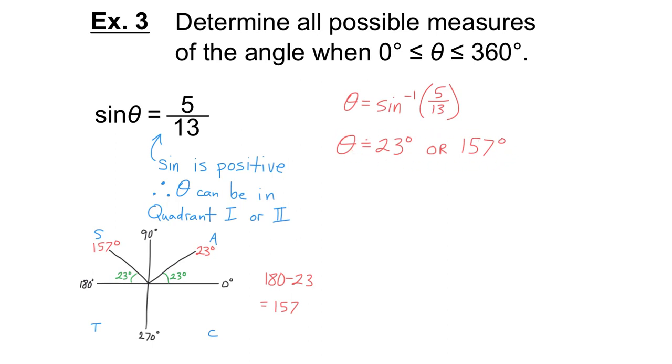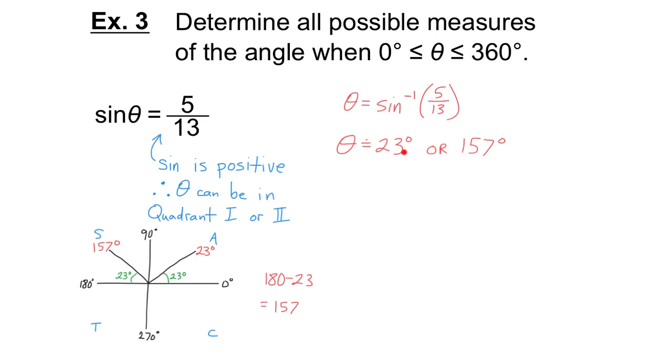So I'm going to reiterate what we did. We looked at the sign, positive or negative. What quadrant could the terminal arm be in? Well, it could be in this quadrant or this quadrant, because in both those quadrants, sine is positive. When we put the inverse sine of 5/13 in our calculator, the calculator only gave us the acute angle as the answer.